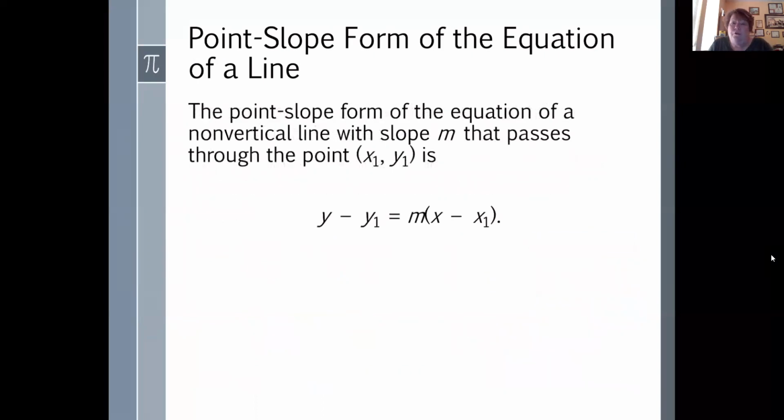The point slope form of the equation of a non-vertical line with slope m that passes through some point x sub 1, y sub 1 is y minus y sub 1 equals m times x minus x sub 1. This is the point slope form because what are the two things you need to know to find the equation of the line? You need to know the slope m, and you need to know one point, some x sub 1, y sub 1.